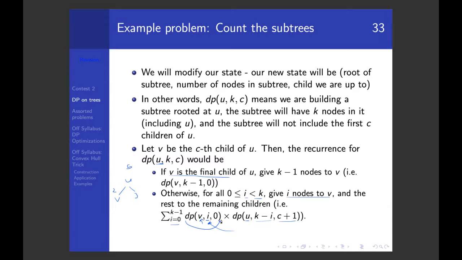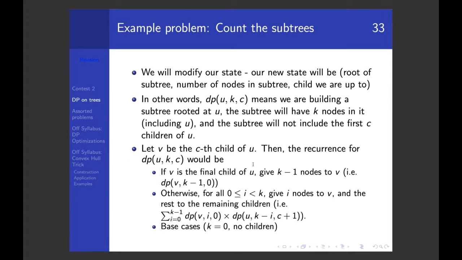We multiply here because we're counting. And these two things are independent, because the number of ways to make a subtree of size i here, and the number of ways to make a subtree of size k minus i here are independent. So the number of ways to do the combined thing is we multiply them together, because of the counting problem.